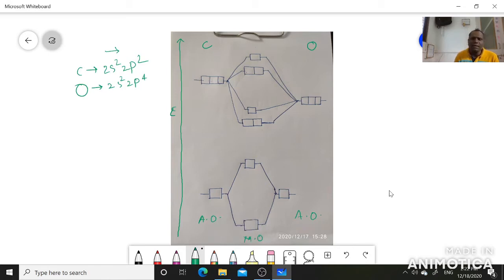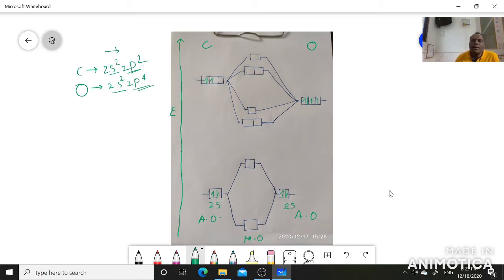Let's fill the electrons. Carbon 2s electrons, 2 electrons are here; 2s electrons of the oxygen, 2 electrons are there; and the 2p2 electrons of the carbon, 1, 2, and the p4 electrons of the oxygen, 1, 2, 3 and 4 electrons.